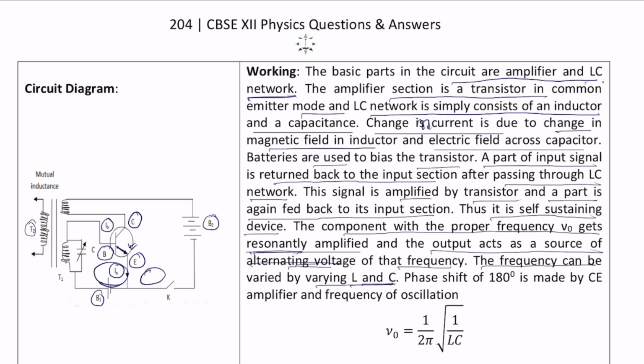A phase shift of 180 degrees is made by the common emitter amplifier. The frequency of oscillation, as you know, the resonant frequency in an LC circuit, is how much? Nu 0 is 1 by 2 pi root over 1 by L into C. Correct? This is the resonant frequency.